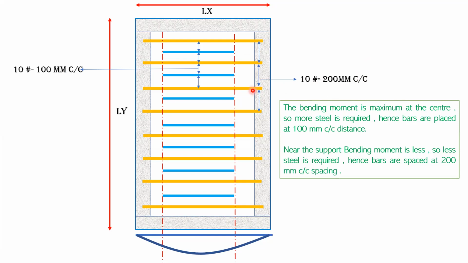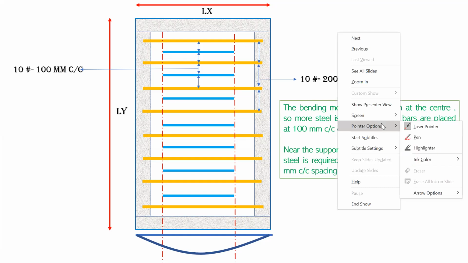Since we have understood the concept, we know that bending moment is less near the support. If bending moment is less, less steel is required. So that is why we have made this slab safe by providing 10 diameter at 100 spacing at the center, and 10 diameter at 200 near the support. Now, the second thing is we need to make this particular slab economical, right? See, if I don't want to provide it at 200, I can run this bar throughout. Let me tell you.